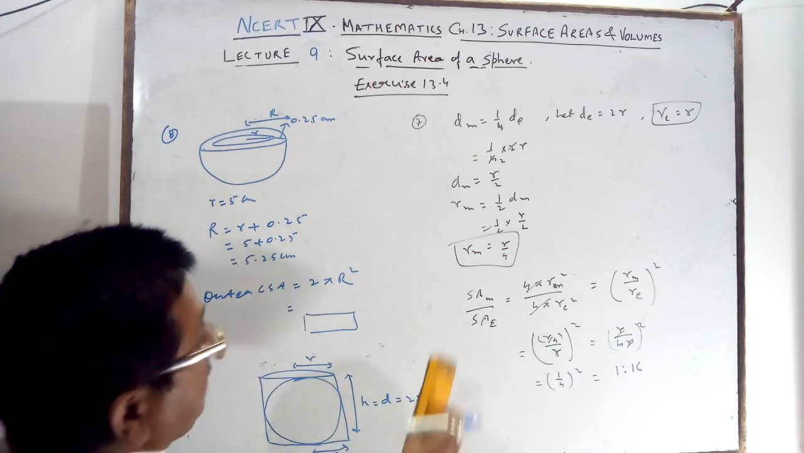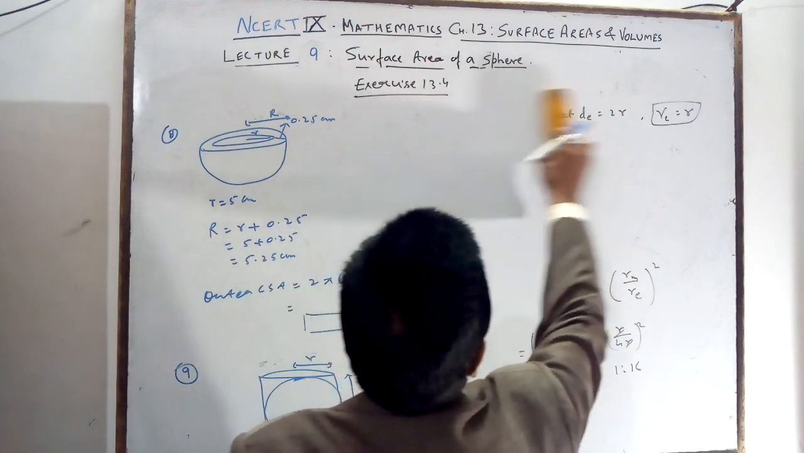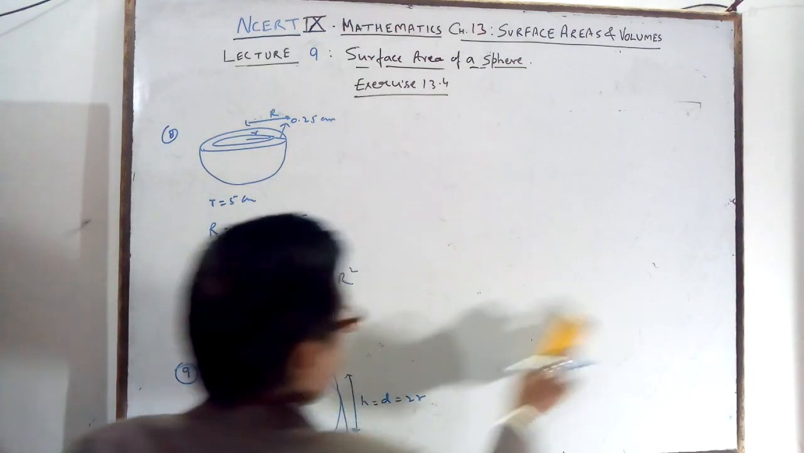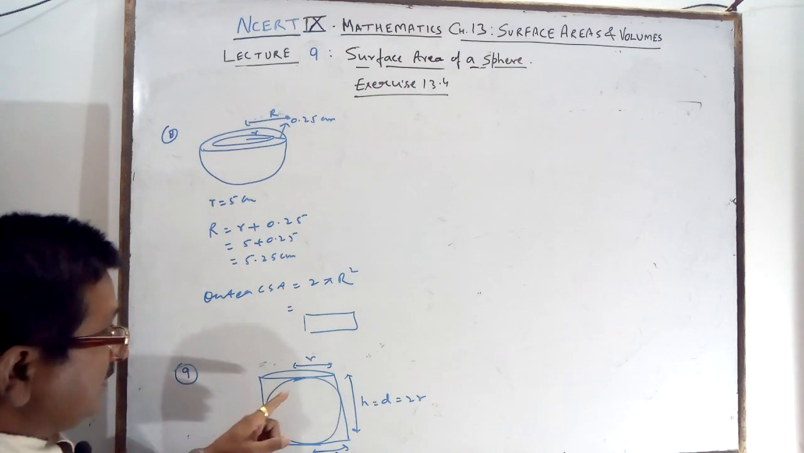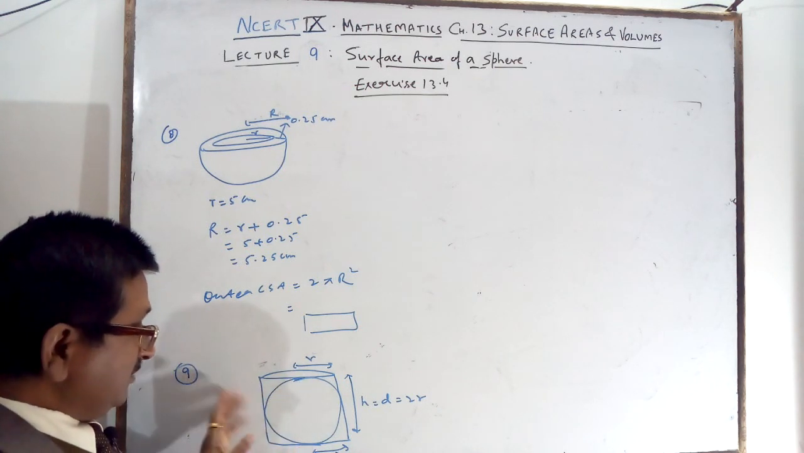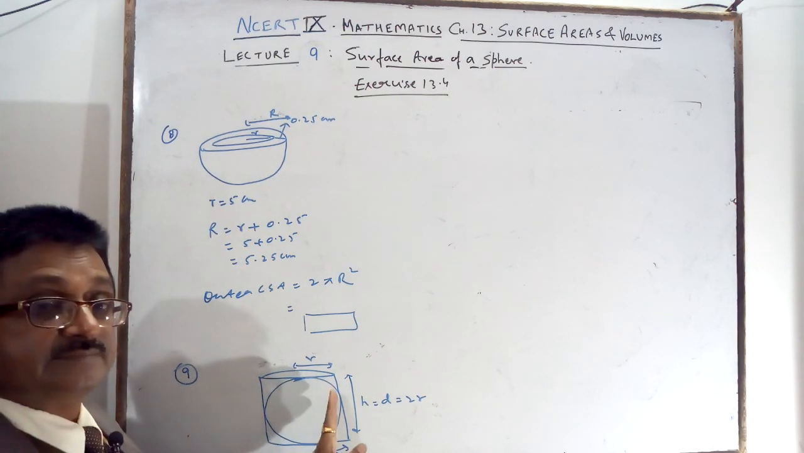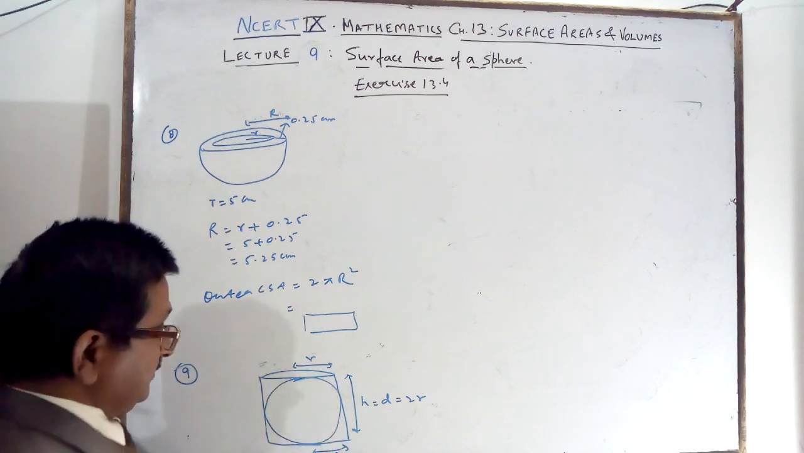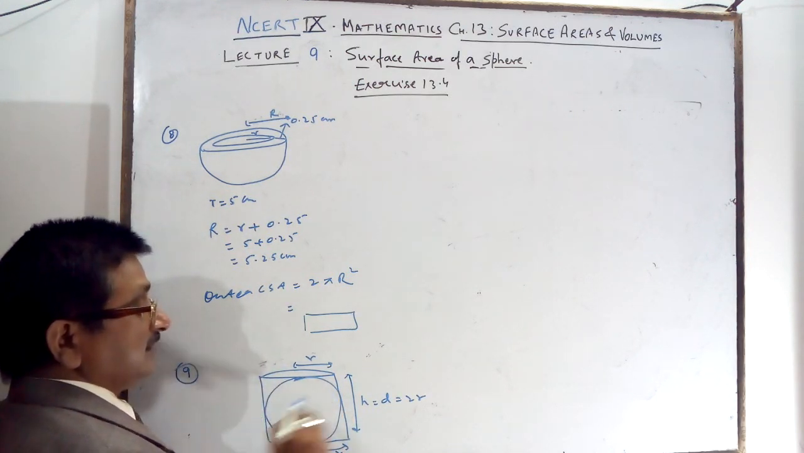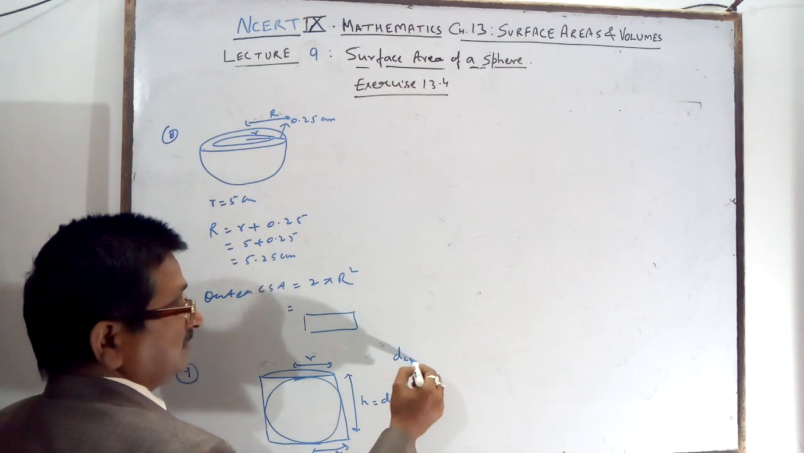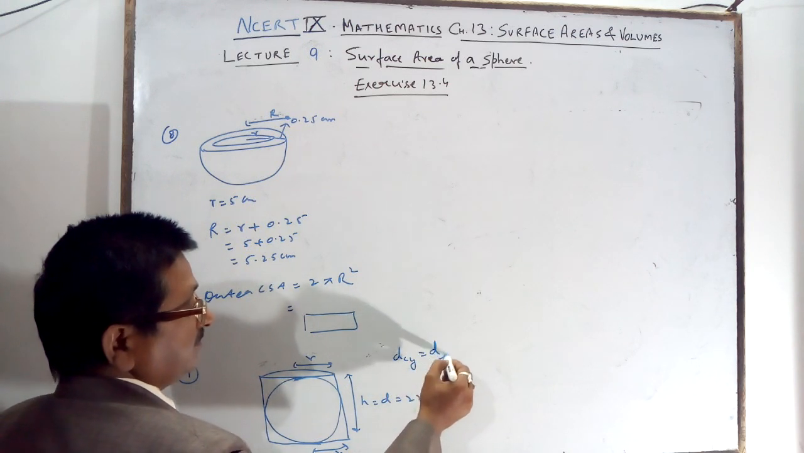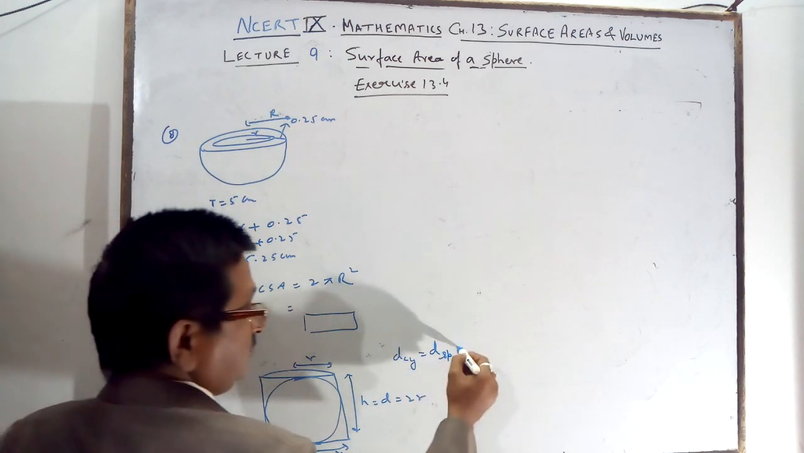Surface area of the sphere, there is a 3 parts question is given. What is the meaning? Just enclosure means the sphere touches the top, touches the bottom, touches the walls of the cylinder. That's why the diameter of the cylinder is equal to diameter of the sphere, is equal to 2r.